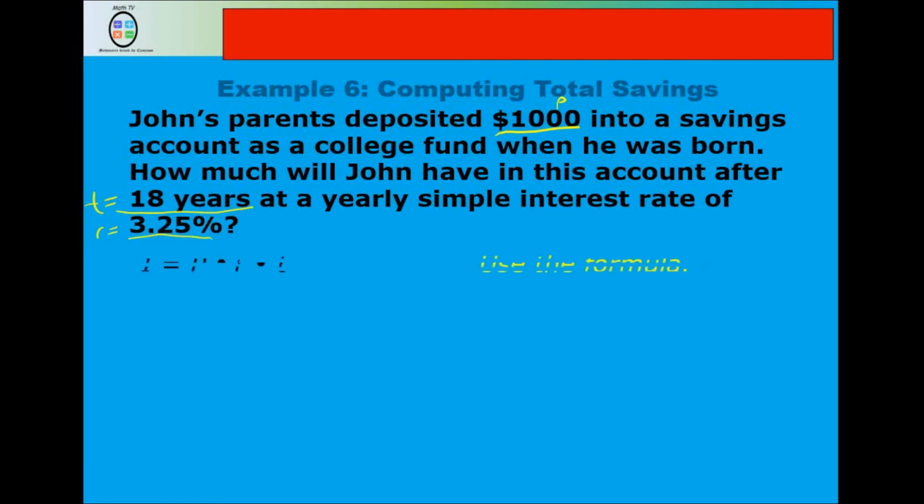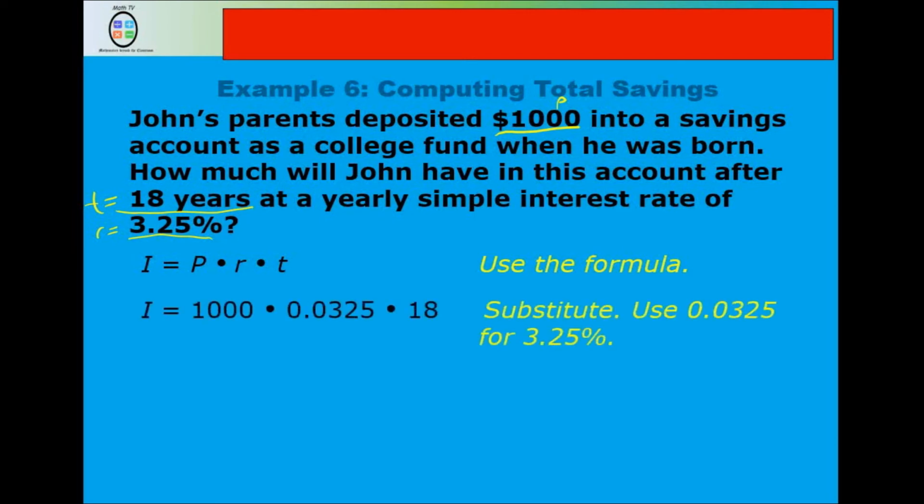So straight away we can use the simple interest formula. I is P times R times T. We know P, we know R, and we know T. So input everything. Now remember, please, notice I put it in yellow here. Use 0.0325 for 3.25%. To go from percent to decimal, you divide the percentage by 100. That's all we did right there. Now multiply all of these, put in a calculator, and you get your interest.